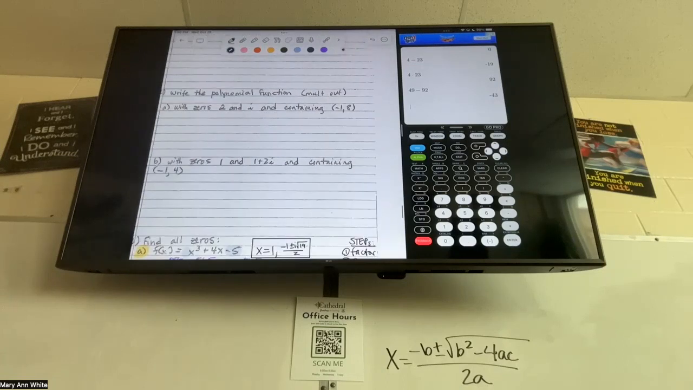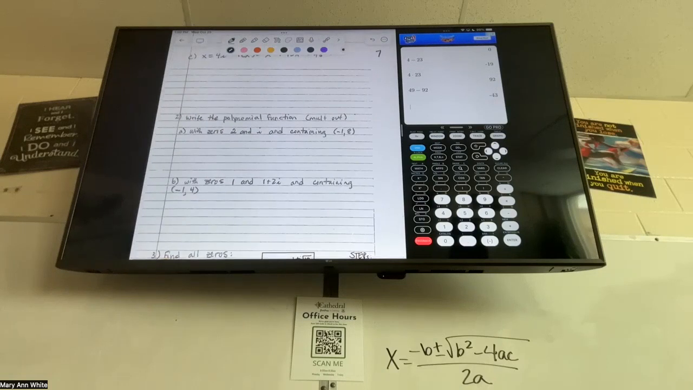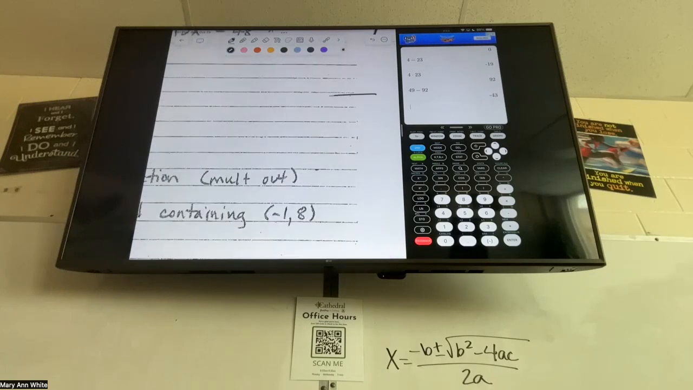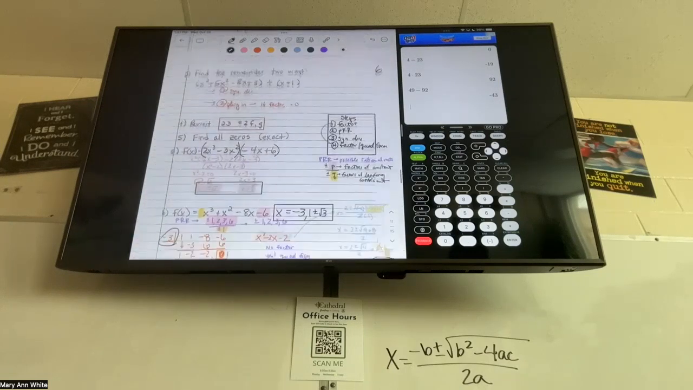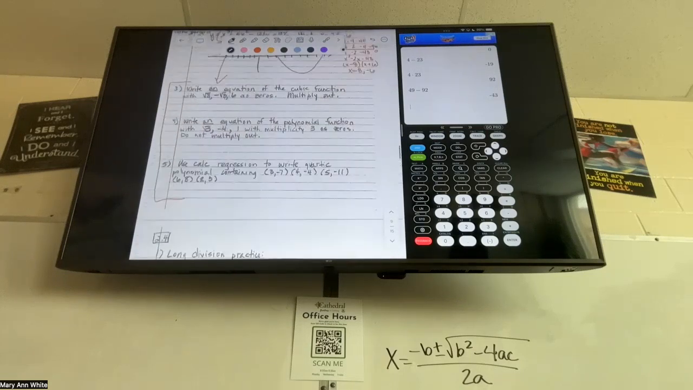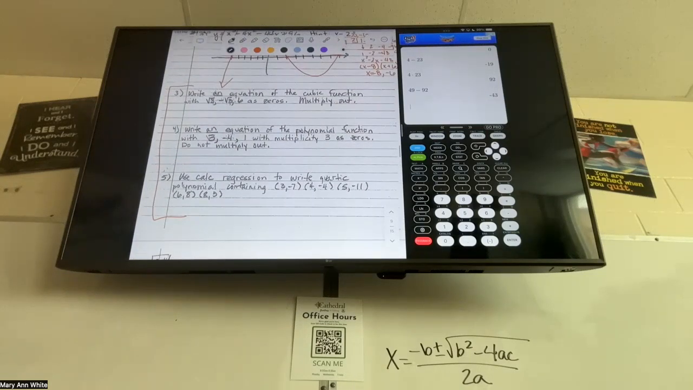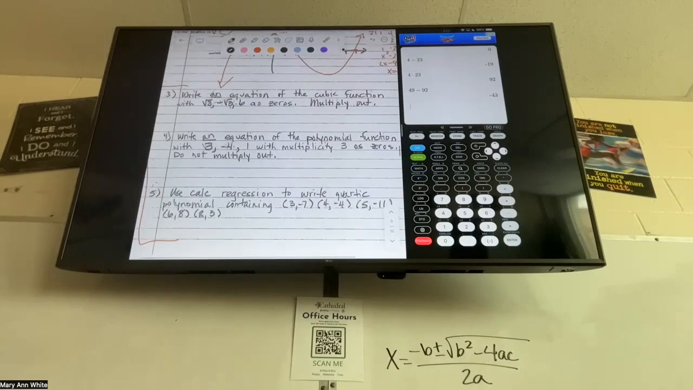Okay, I don't want to fully do number 2, but I want to talk a little bit about it. I'll make a little box over here, and I'll go backwards in my notes. Do you remember in 2.3 how you did number 3, 4, and 5 on your own? Let's look at number 4. It says write the equation of a polynomial with 3, -4, and 1 with multiplicity of 3 as zeros.